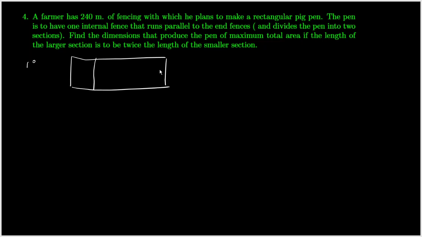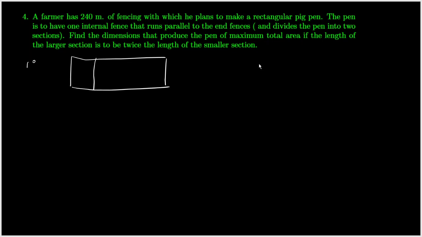Actually, you have many conditions. You know the total fencing. You have one other condition if you read the question. The condition is that the length of the larger section is twice the length of the smaller section. If you look at the mouse cursor, that's the larger section. Its length is twice as long as the length of the smaller section.